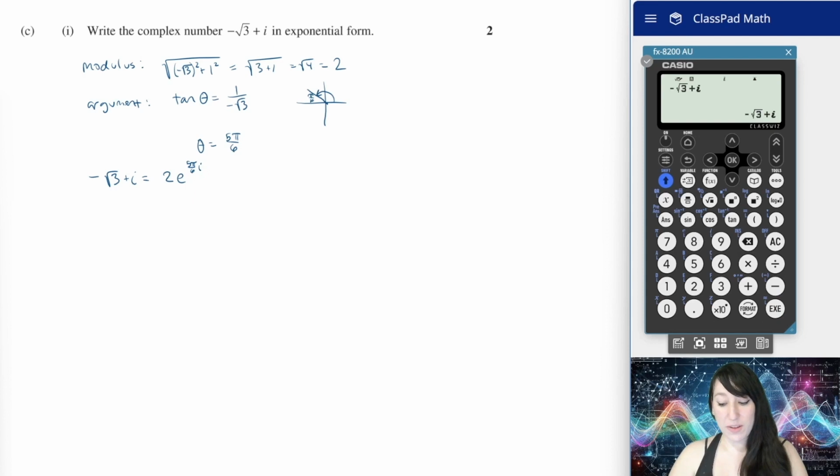Now, if you click on Format, which is next to the equals button, you can convert this into different forms. So if I go to polar coordinates, hit OK, I now see 2 with the angle symbol 5 over 6 pi. So that means that the modulus is 2, and the argument is 5 pi over 6, which matches what we got in this question.